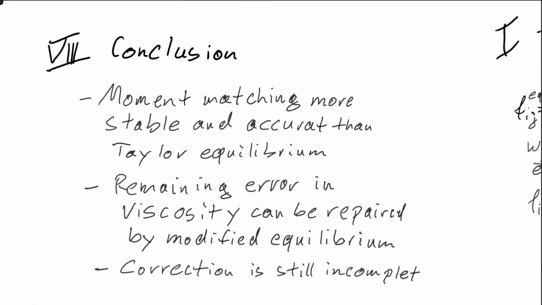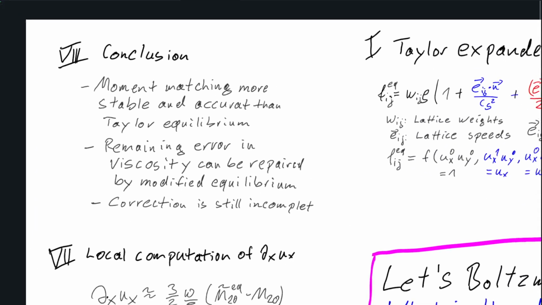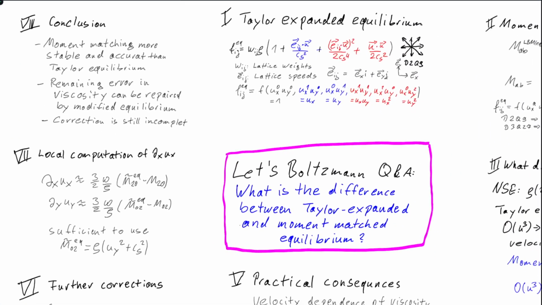Okay, conclusion. The moment-matched equilibrium is usually more accurate and also more stable than the Taylor-expanded equilibrium. So you should actually use this one if you have the choice. There is in the moment-matched equilibrium still an error in viscosity, and this can be repaired by this modified equilibrium, which of course is an advanced topic. And even if you do this, unfortunately, still some errors in the methods will remain.